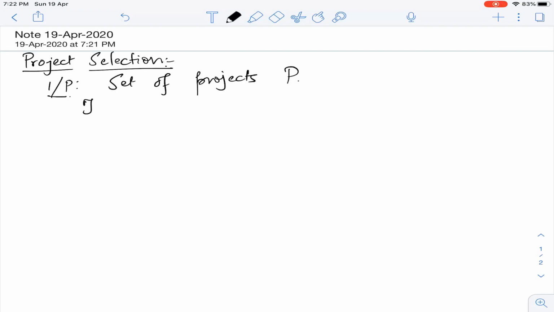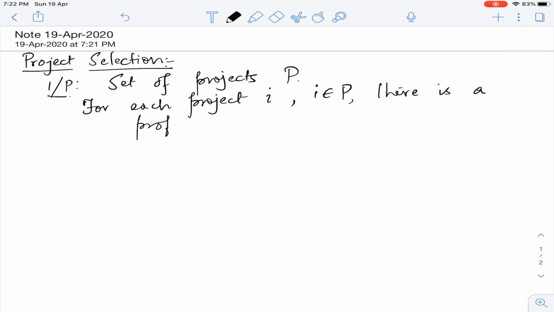Yeah, so for each project i, there is a profit p_i, and this is some integer. Okay, so note that I'm not specifying this to be non-negative, positive, negative or anything. So it can indeed take any value.